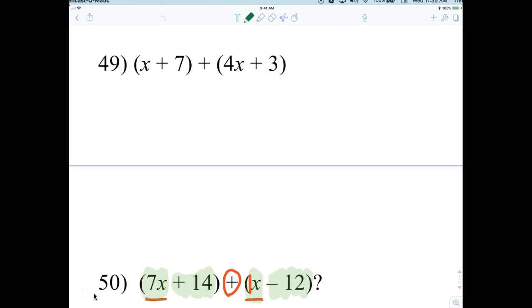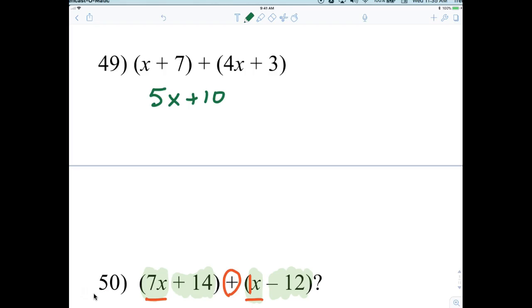Boys. All right, here we go. For 49, double check your work. 5x plus 10. Everybody okay with that? Double check, please. Max, you're with me or not?